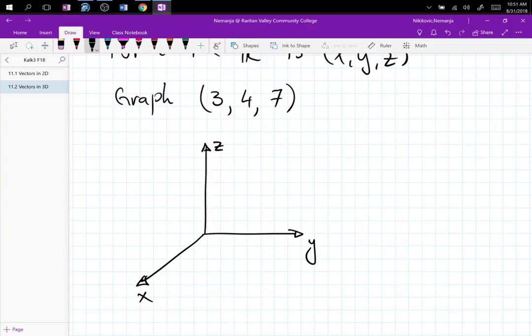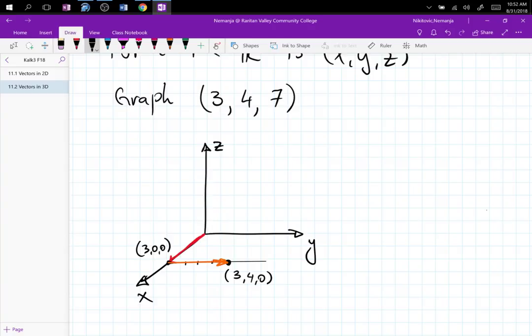So what do I do? Well, I first count 3 down the x-axis. So the point I got to over here is 3, 0, 0, because I only moved on the x-axis. Now I have to go positive 4 in the y direction. That better be along the line parallel to y, and I have to go 1, 2, 3, 4 units. So here, orange. And this new point that I have is 3, 4, 0. This point sits on the floor.